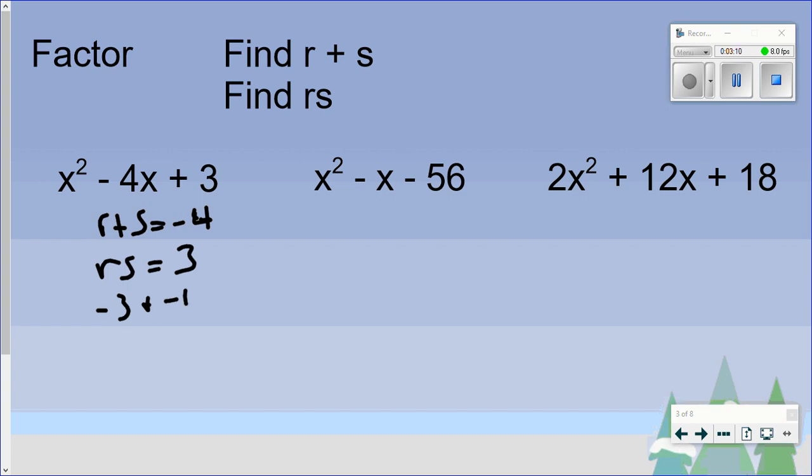Now, the nice thing is once we have the answer, there's no muss, no fuss. Whatever the numbers are, we just put them into our pattern.